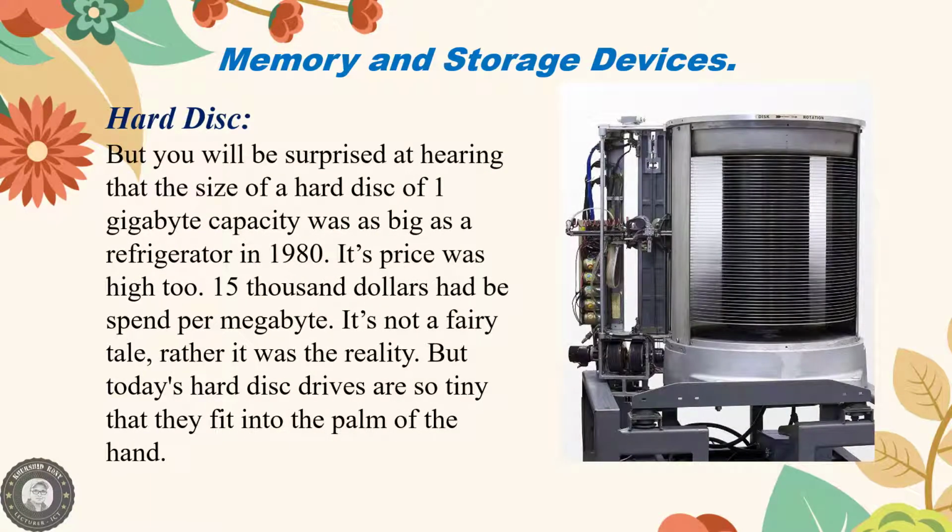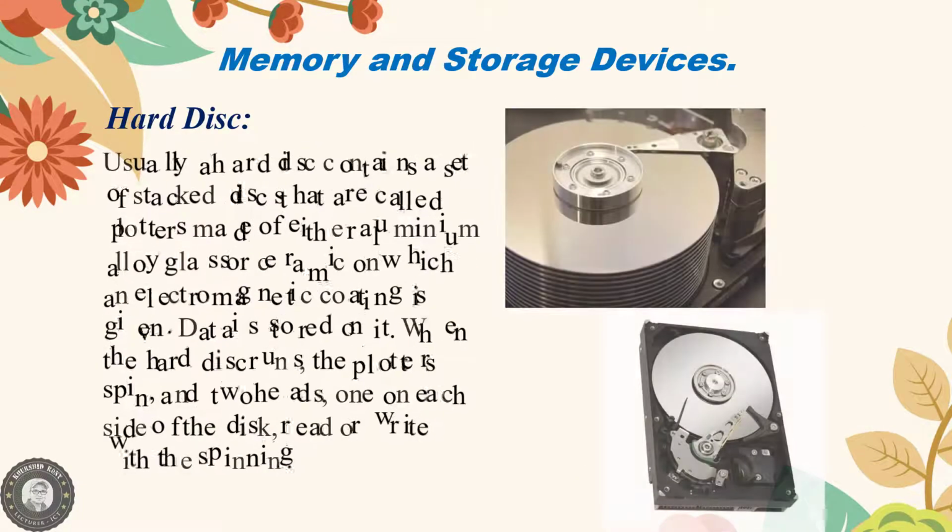But you will be surprised at hearing that the size of a hard disk of 1 GB capacity was as big as a refrigerator in 1980. Its price was high too. $15,000 had been spent per megabyte. It's not a fairy tale, rather it was the reality. But today's hard disk drives are so tiny that they fit into the palm of the hand.